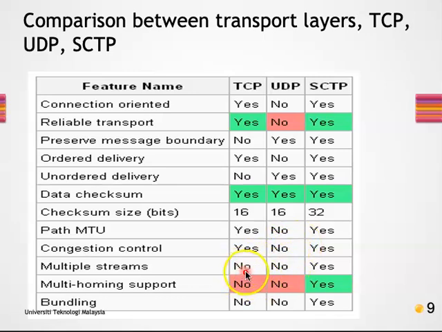UDP and TCP are not suitable for multiple streams, unlike SCTP, and they do not have multi-homing support. Multi-homing support means connecting to two or more ISPs, or internet service providers. TCP and UDP also do not offer data bundling. Chunk bundling is only a function of SCTP, which is responsible for assembling the complete SCTP packet and disassembling it at the receiving end. So I think that is all for the things that you need to know for UDP.